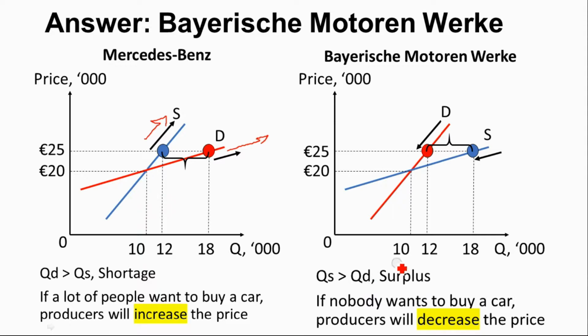But in this situation, for BMW, quantity supplied is greater than quantity demanded. We have a surplus. If nobody wants to buy a car, the producer will decrease the price. This is the difference. Not so many consumers want to buy, and you start to decrease the price, and also the quantity supplied will decrease.